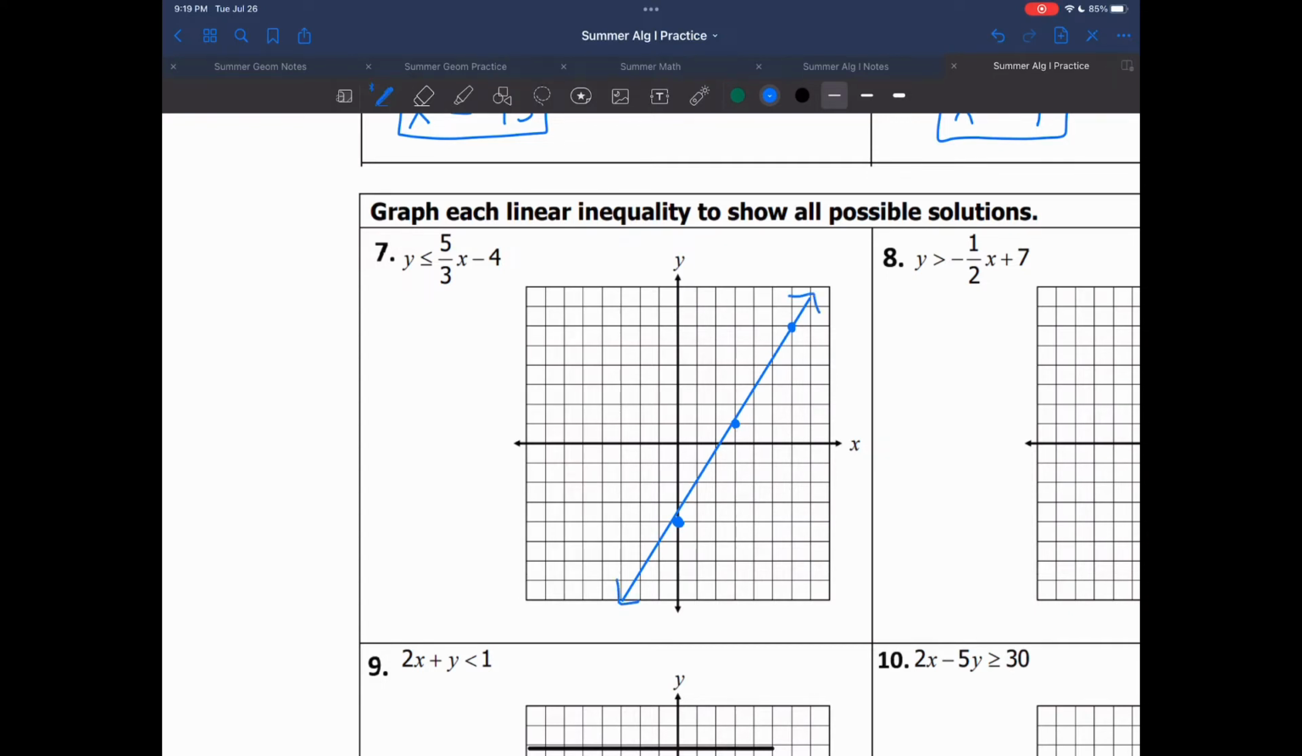Okay, so solid line. And then your third step always with inequalities and graphing them is shading above the line or below the line. So that determines if it's less than or greater than. This is y is less than that. So less than means we're going to shade everything underneath the line. So that would be all this business right here. And then that is your solution. Your shaded area is your solution to this inequality.